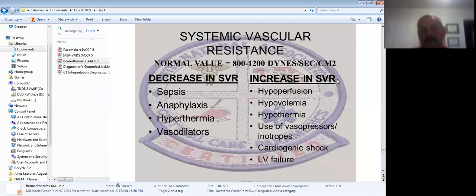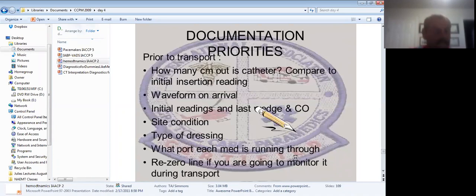So what would increase systemic resistance? Well, hypovolemia, hypoperfusion, the fight or flight response, right? Hypothermia, the use of pressors, cardiogenic shock, left ventricular failure. Again, those two probably go together. Left ventricular failure producing cardiogenic shock is the way that I would say that. But those would be things that would cause an increase in systemic resistance.